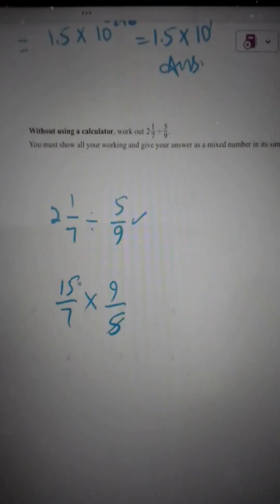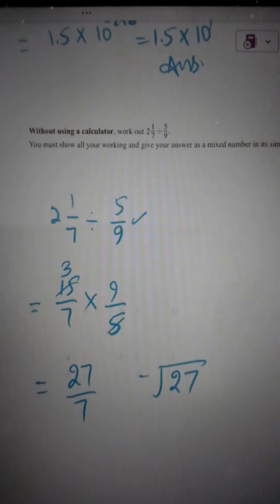5 cancels 15 by 3, and we can see that 9 3s are 27, divided by 7. That will be the answer, but not the final answer. The answer must also be in mixed fraction. So 27 divided by 7: 7 3s are 21 and 6 is left, and finally we write it in the form 3 whole 6 by 7. So this is the answer.